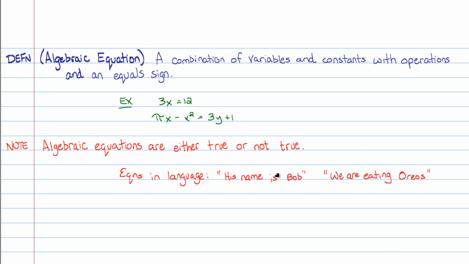And so I wrote a couple of them out. His name is Bob. That can be proven or disproven. We are eating Oreos, something like that, right? That's something you can prove or disprove.